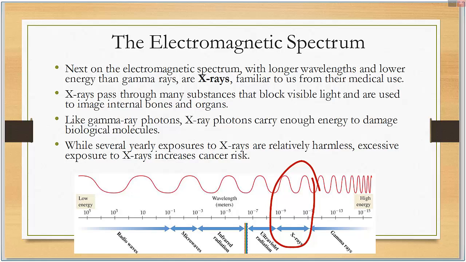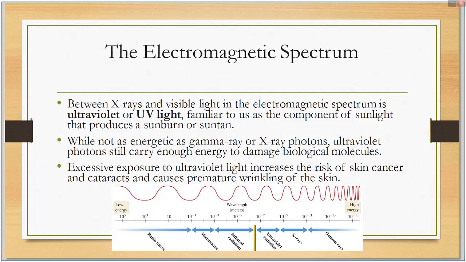Next, we have UV light. Between X-rays and visible light in the electromagnetic spectrum is the UV, ultraviolet light. It's familiar to us as the component of sunlight that produces sunburns or suntans. While not as energetic as the gamma or X-ray photons, ultraviolet photons still carry enough energy to damage biological molecules, which is why we get burned or tanned. Excessive exposure to ultraviolet light increases the risk of skin cancer, cataracts, and causes premature wrinkling of the skin.